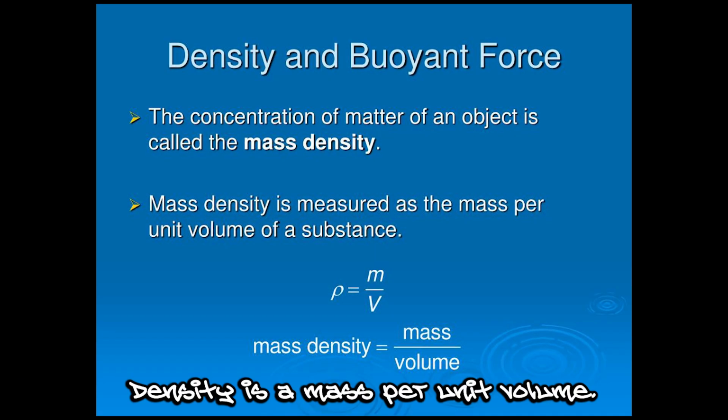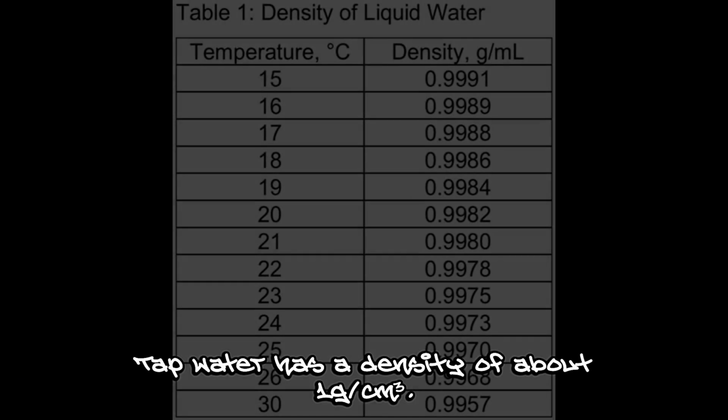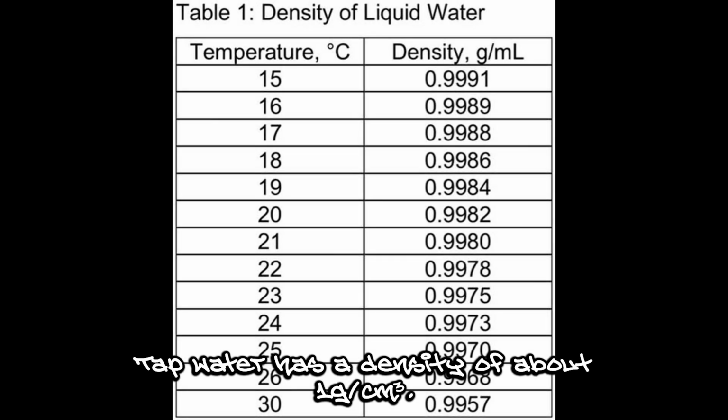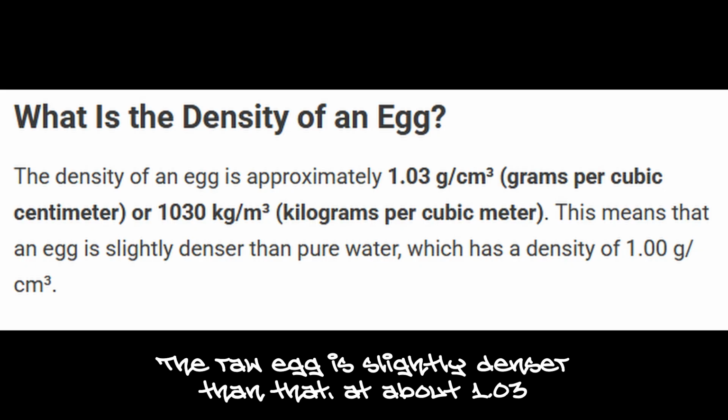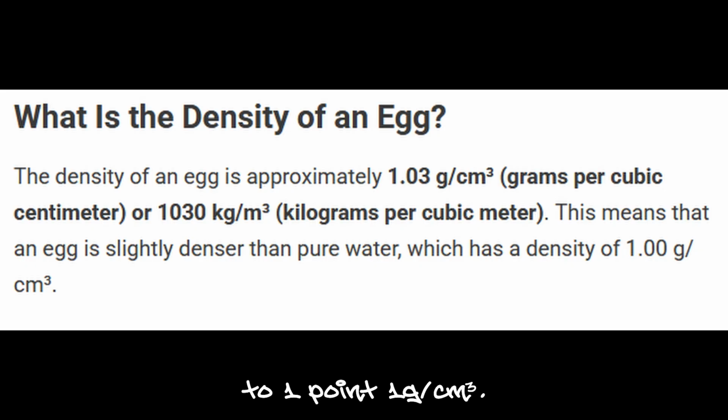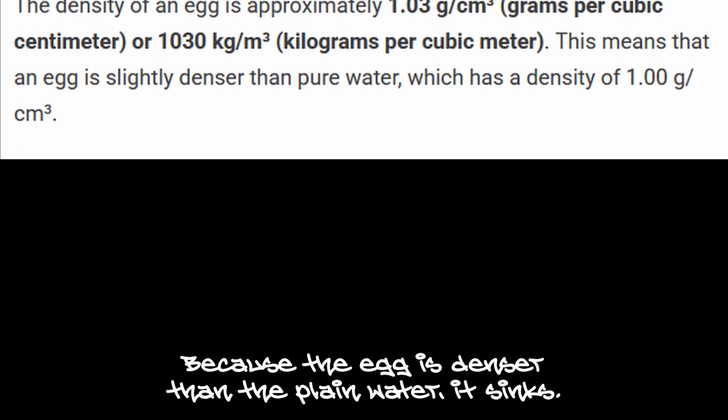Density is mass per unit volume. Tap water has a density of about 1 gram per cubic centimeter. The raw egg is slightly denser than that, at about 1.03 to 1.1 grams per cubic centimeter. Because the egg is denser than the plain water, it sinks.